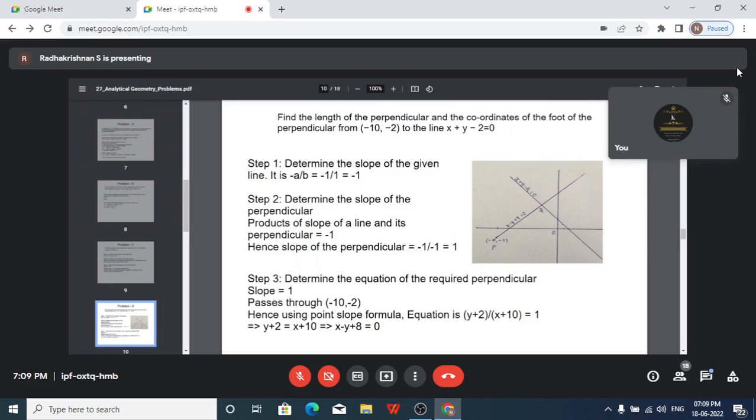Yeah, so there are very easy equations, x plus y minus 2 equal to 0 and x minus y plus 8 equal to 0, which we can solve and determine the value of Q. So once we determine this Q, and we know P and Q, 2 points are given. What is the distance between the 2 points?